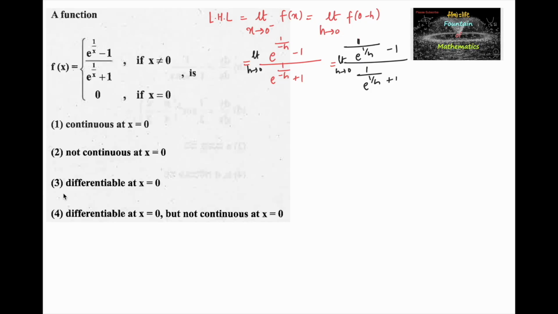And we know that as h tends to 0, 1 upon h tends towards infinity, and e power 1 upon h tends to infinity, and 1 upon e to the power of 1 by h tends to 0. So we can write here 0 minus 1 divided by 0 plus 1, which is negative 1. So left hand limit we got is minus 1.